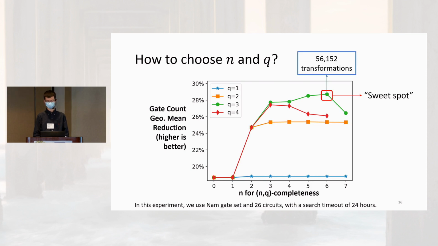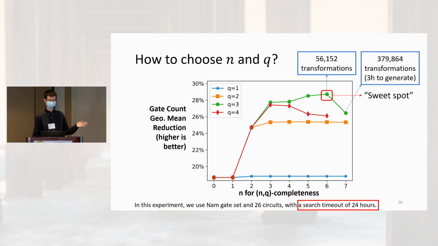There are 56,000 transformations in total, and it takes less than 30 minutes to generate. But if we just increase N by 1, that is when Q equals 3 and N equals 7, there are 380,000 transformations, and it takes 3 hours to generate. You may think that 3 hours is a long time, but notice that we have a search timeout of 24 hours. It's the optimizer that chokes on Q equals 3 and N equals 7 and cannot finish optimizing within 24 hours.